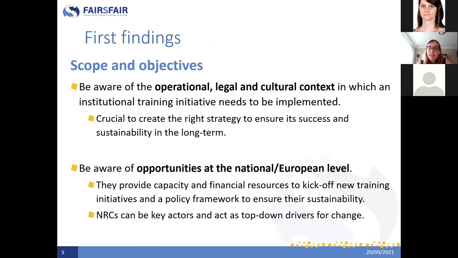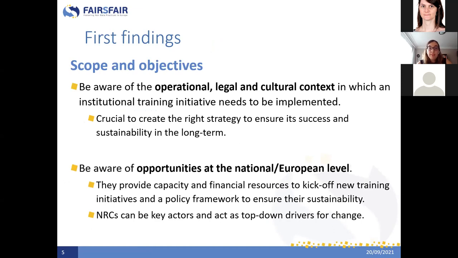In this case, we asked the participants of the interviews to tell us more about what were the drivers that guided their decision to implement these training activities for RDM and FAIR data, but also if this was related to any national or European initiative.